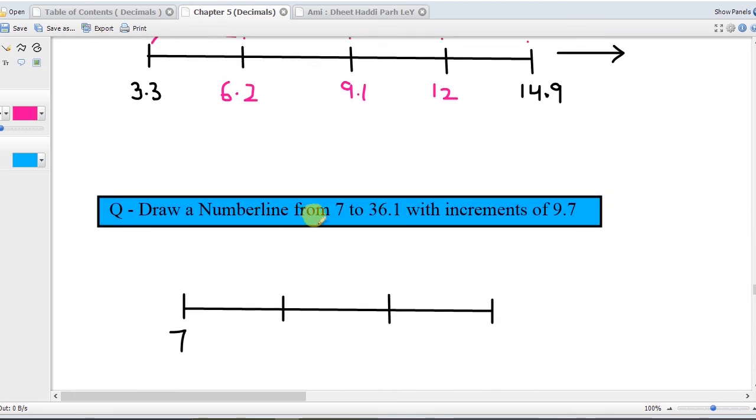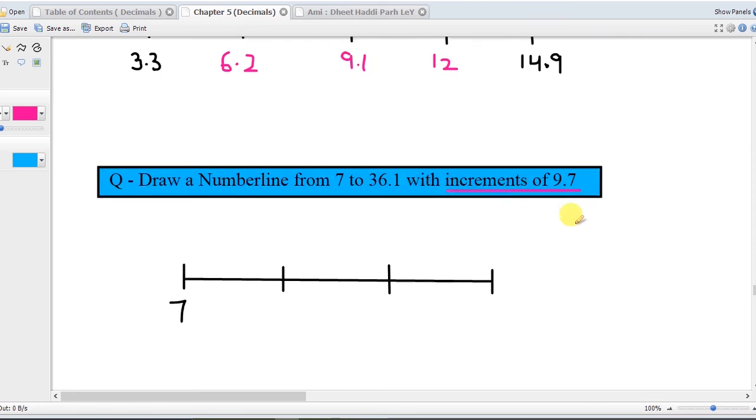Okay, next question is draw a number line from 7 to 36.1 with increments of 9.7. So the last number over here is 36.1. So write it here. And we have to jump with an increment of 9.7. So the jump or the distance from one interval to the next interval is already given to us, which is 9.7.